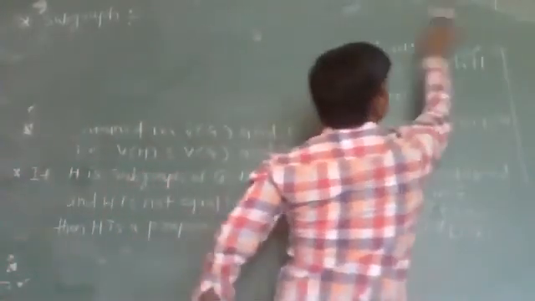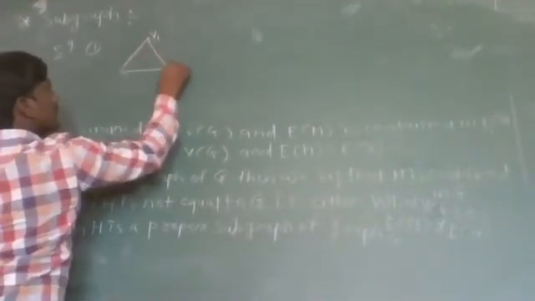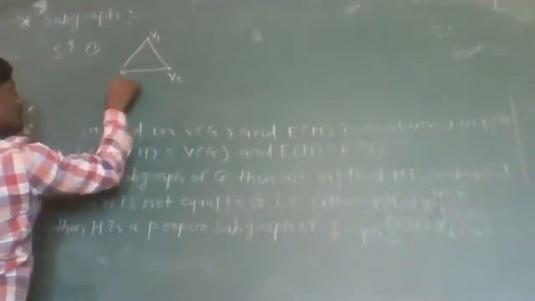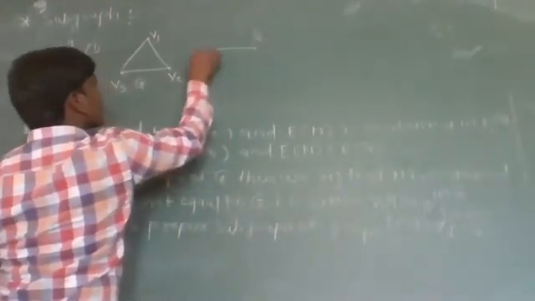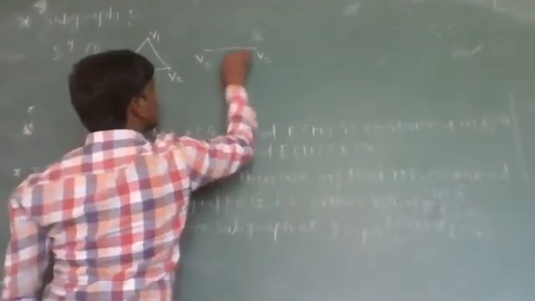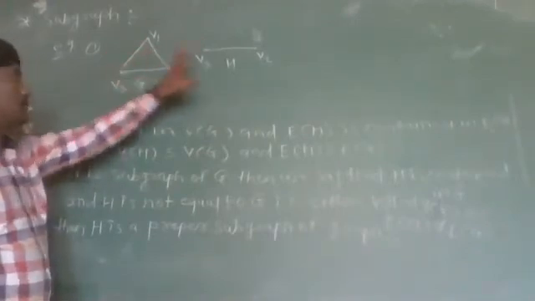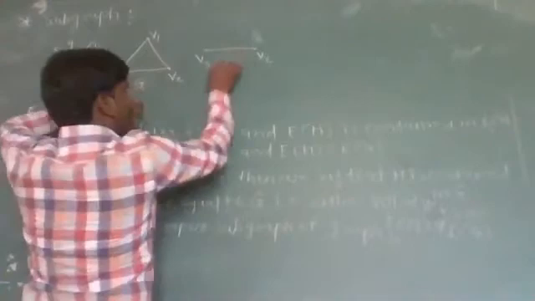For example, here the vertex set of H is not equal to the vertex set of G and the edge set of H is not equal to the edge set of G. So this subgraph H is a proper subgraph of graph G.